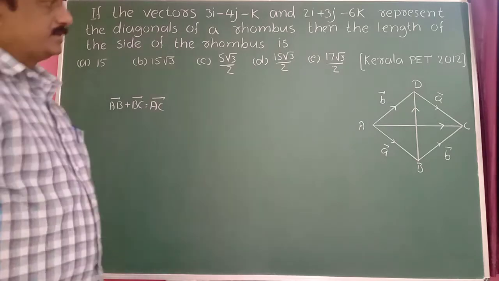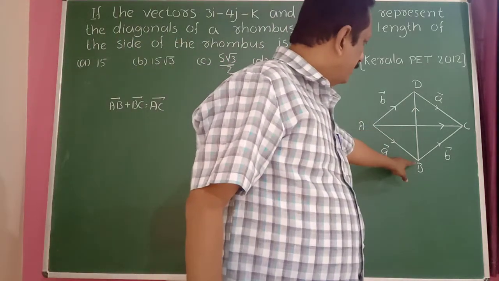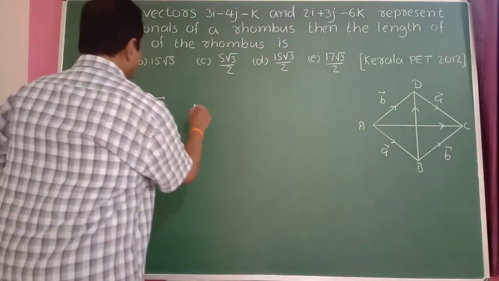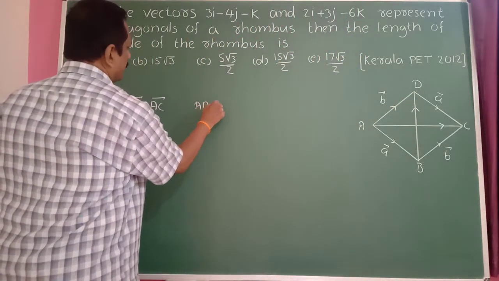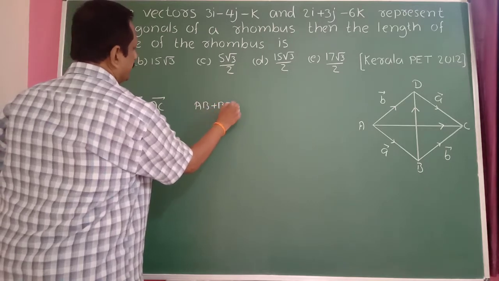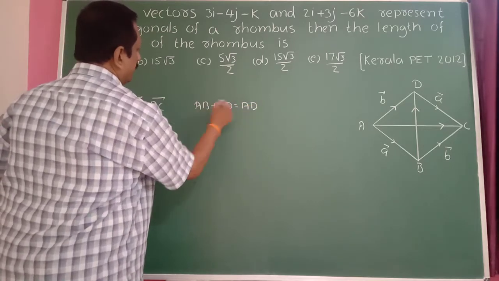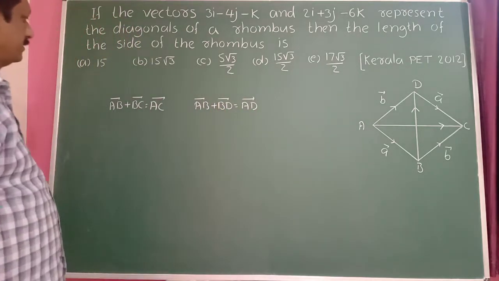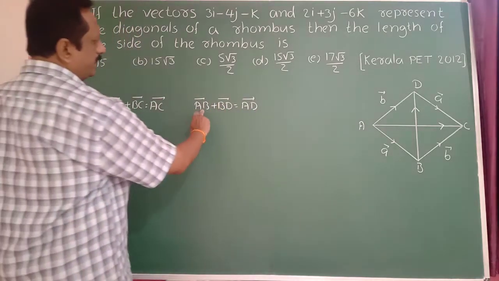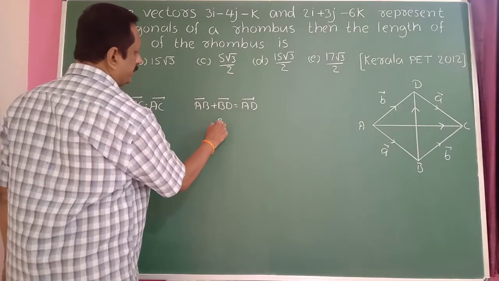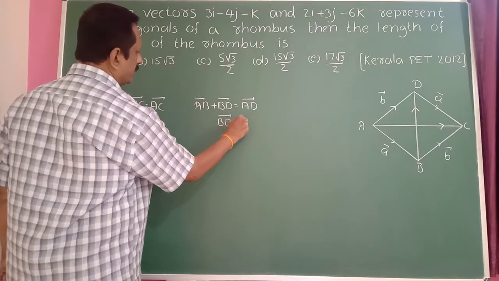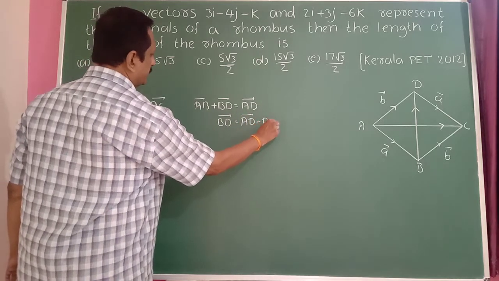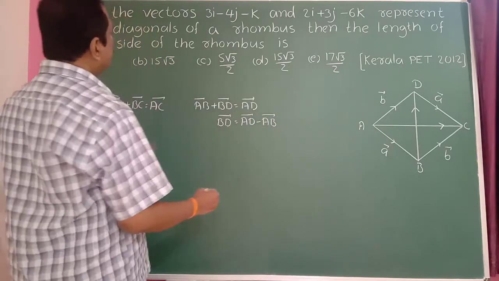So similarly, AB plus BD is equal to AD. AB plus BD is equal to AD according to the vector law of addition here. Then take AB to the right hand side here. BD is equal to AD minus the vector AB. Here these are the diagonals here.